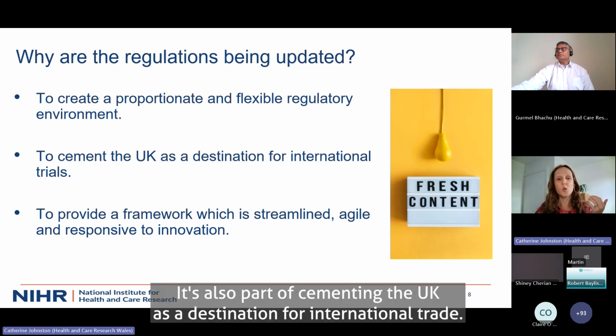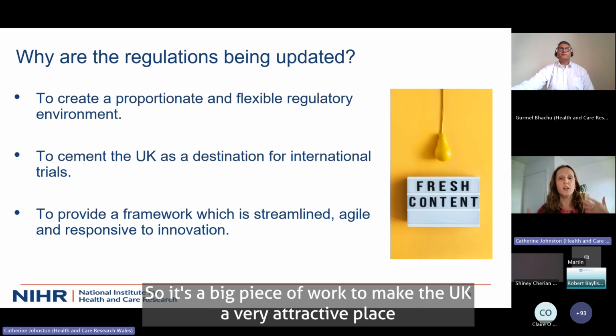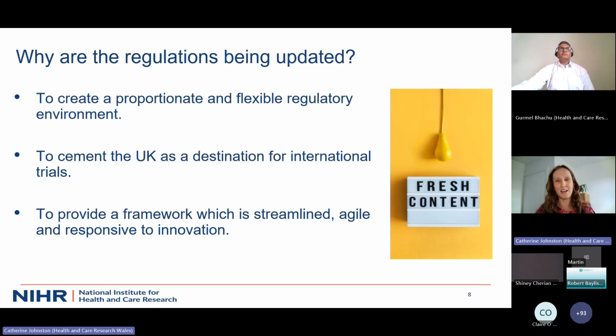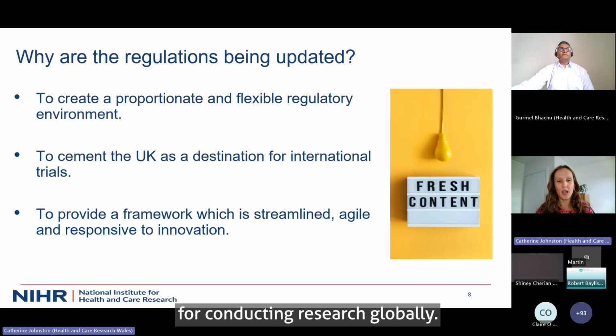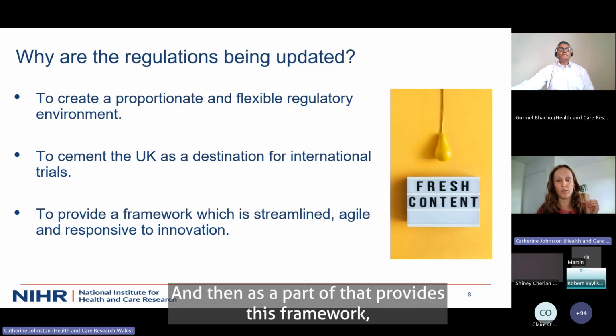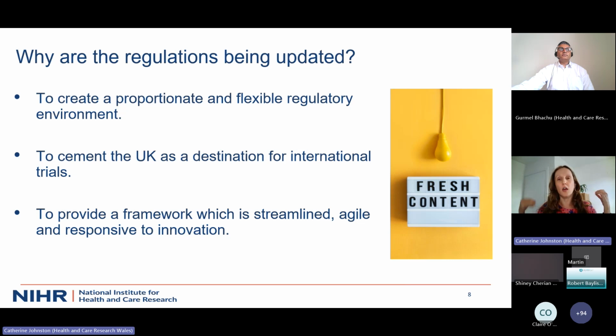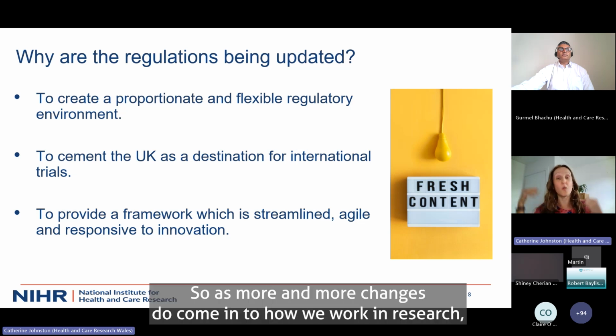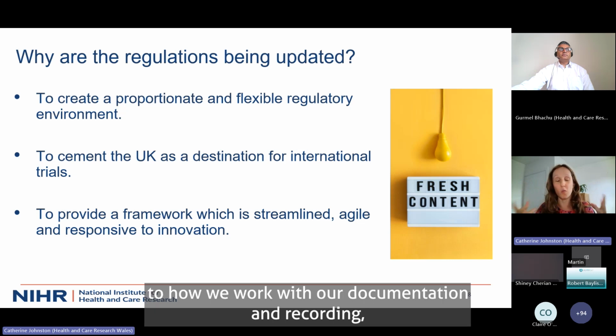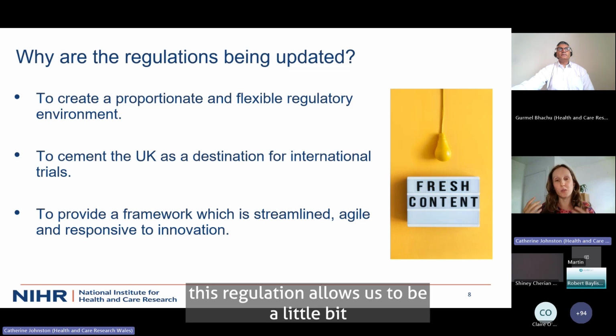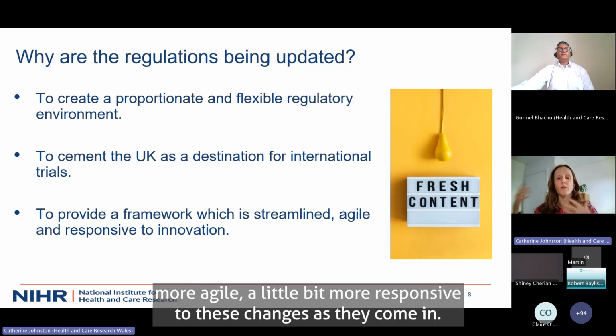With the regulatory environment, that's essentially how MHRA are inspecting us and what we're looking at against the laws. It's also part of cementing the UK as a destination for international trials. So it's a big piece of work to make the UK a very attractive place for conducting research globally. And as a part of that, it provides this framework, what they're calling a streamlined and agile framework that's responsive to innovation. So as more and more changes come in to how we work in research, to how we work with our documentation and recording, this regulation allows us to be a little bit more agile, a little bit more responsive to these changes as they come in.